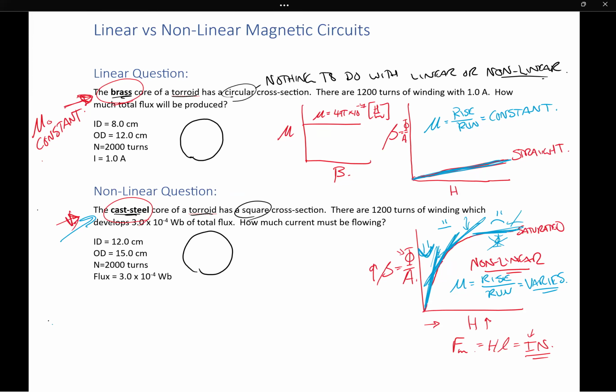We don't care about the shape. What makes this a linear question is the fact that it is made out of brass. What makes this a nonlinear question is that it's made out of cast steel. Done. Now you know what kind of question you're working with, but it has nothing to do with the geometry.